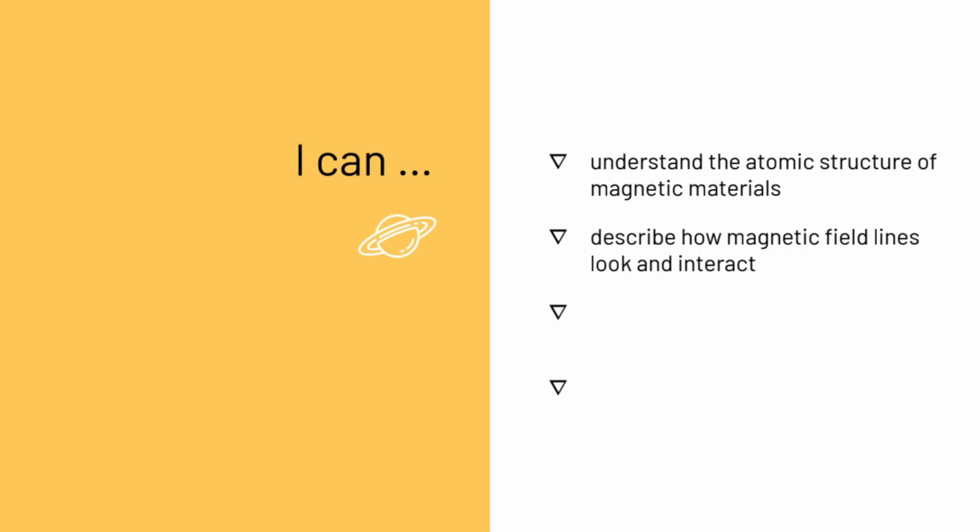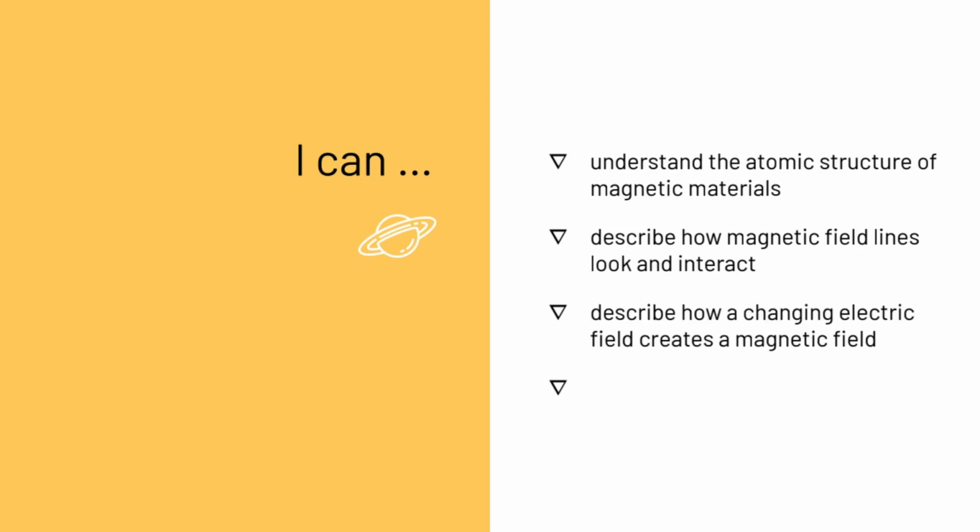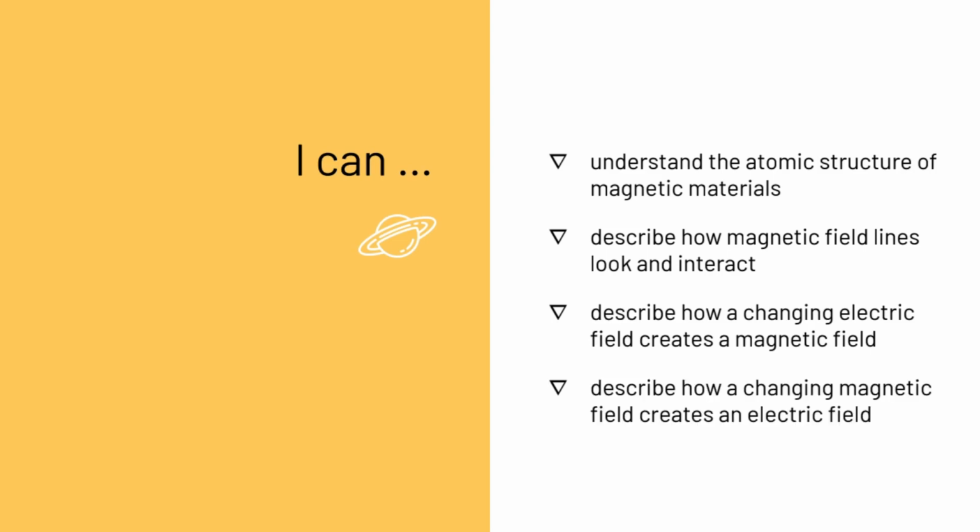The success criteria for this lesson are: I can understand the atomic structure of magnetic materials. I can describe how magnetic field lines look and interact. I can describe how a changing electric field creates a magnetic field. And I can describe how a changing magnetic field creates an electric field.